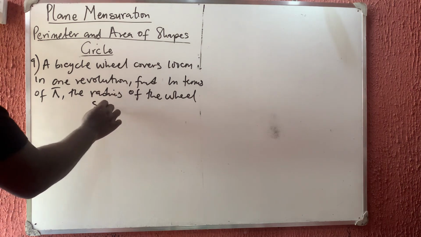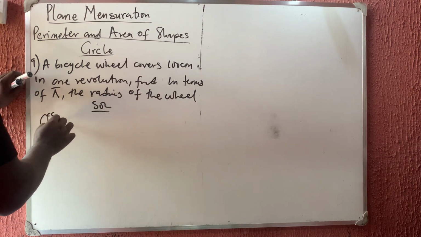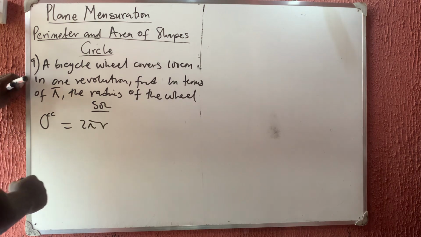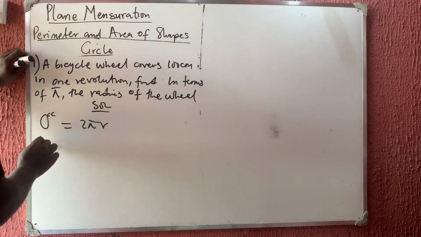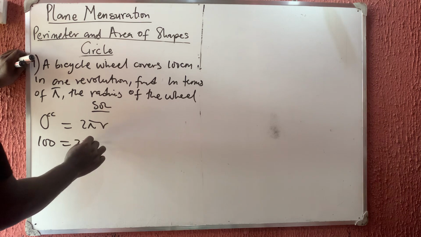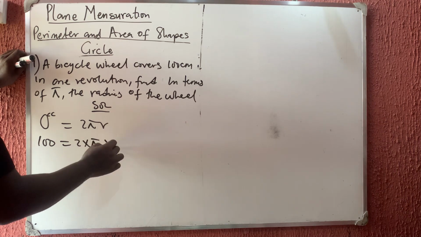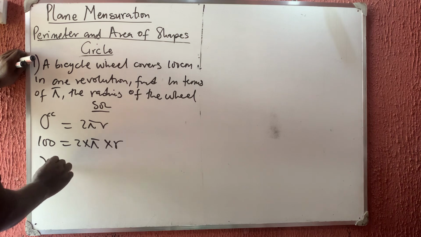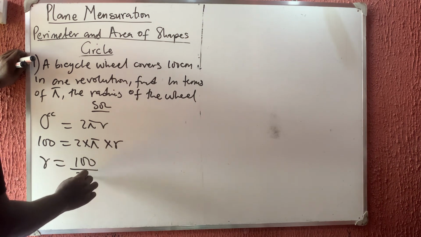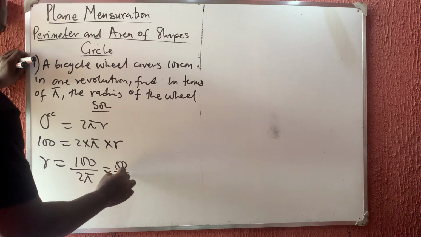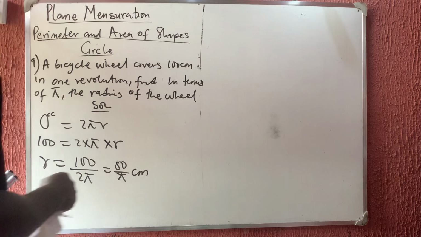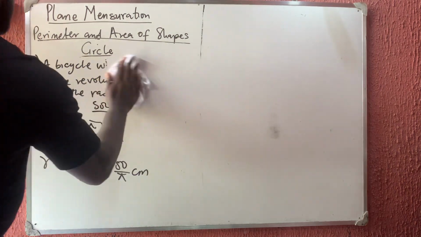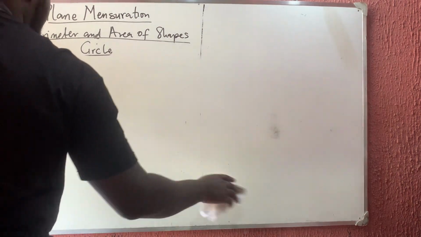Solution, we're going to have that the circumference of the wheel of that tire is given by 2 pi r. So if it covers 100 cm in one revolution, that is obviously the circumference. So we have that 100 is equal to 2 times pi, because they say in terms of pi, times my r. So my r will be 100 divided by 2 pi, which is 50 over pi in cm. That is the radius of that wheel. So it's very simple to calculate. We move to question number 10.